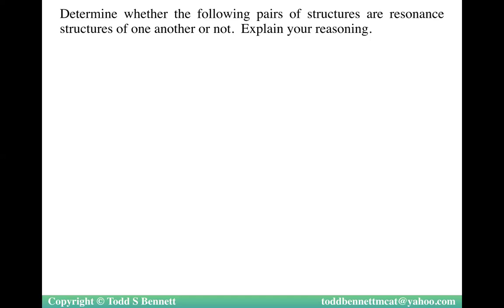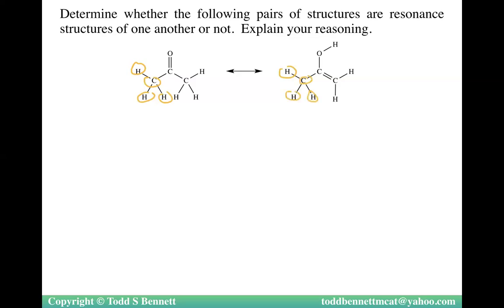Okay, for this, determine whether the following pairs of structures are resonant structures of one another or not. To be a resonant structure, only electrons can move. You cannot move any atoms. So let's look at this, and this. They are all in the same spot. No atoms have moved. And this carbon in the middle and this oxygen are still in the same spot. So it's looking good. This carbon right here is also not moved. Perfect. But one of these H's, this one right here and up here, that H has changed location.